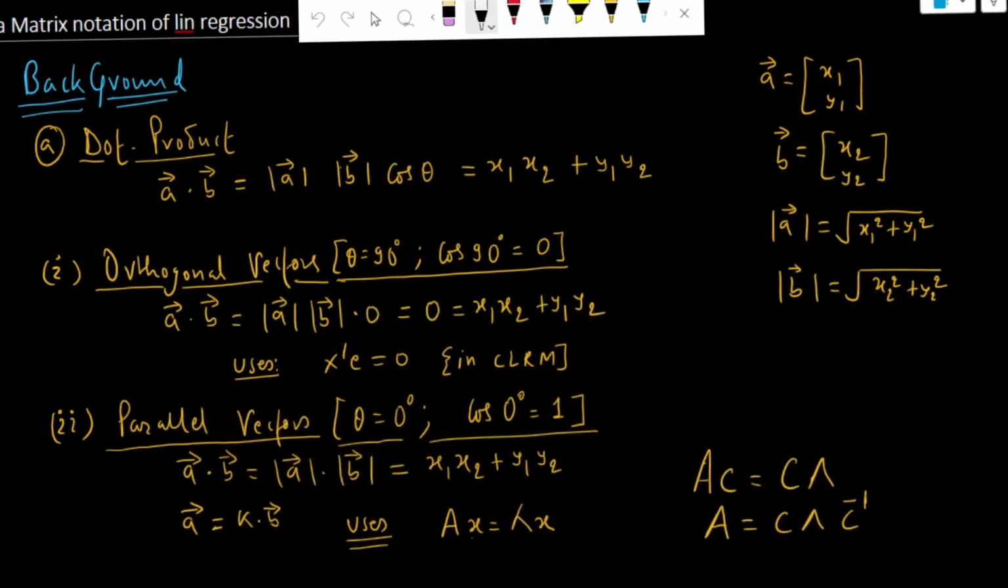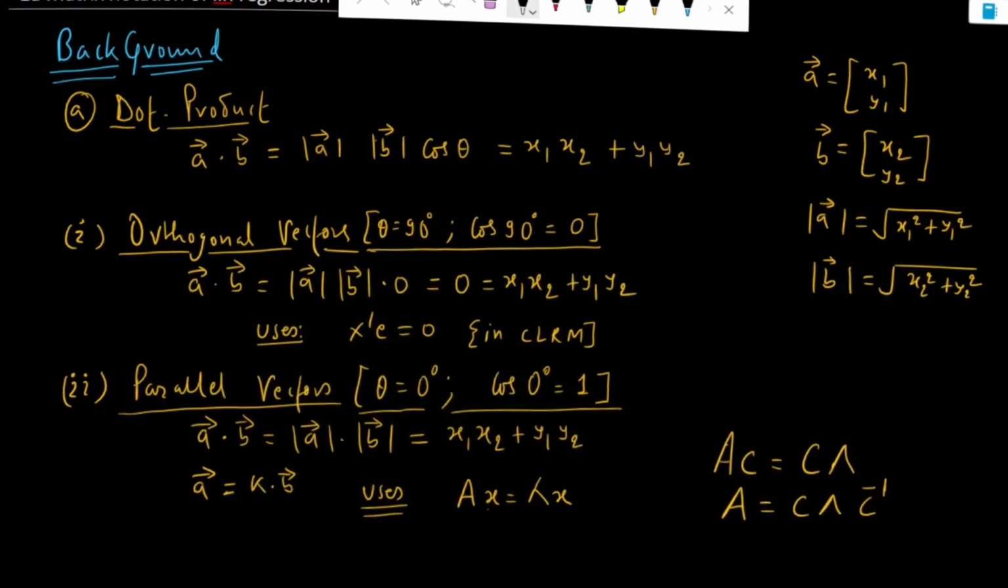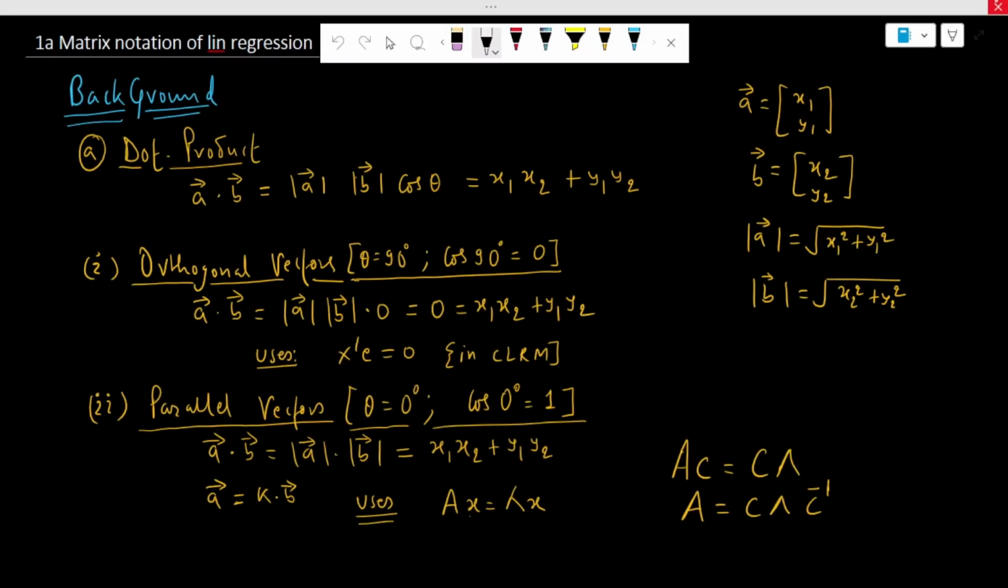In this video, we'll discuss the matrix notation of linear regression equations. And first of all, let us explore some useful topics, and that is the dot product.